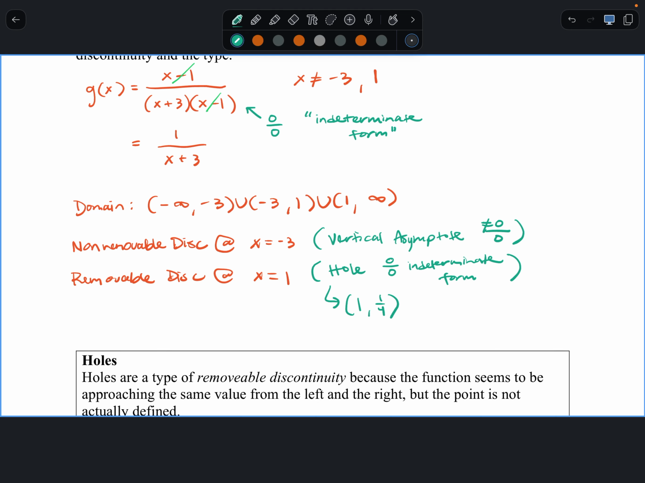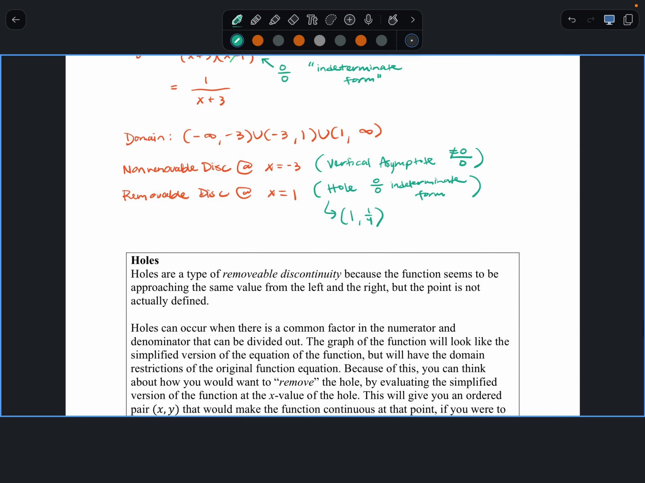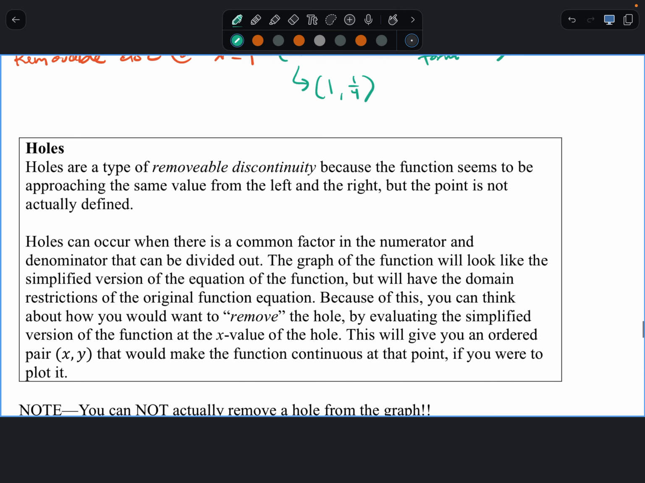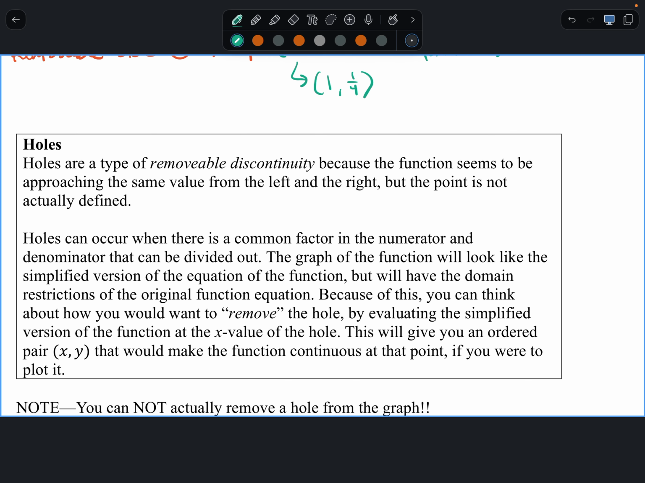Are we doing okay with this? Did we do holes last year? No. Okay, so this is new. Okay. So holes, this is a lot of words. You can read it again later if you want.